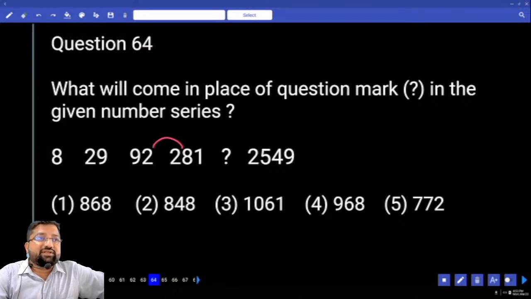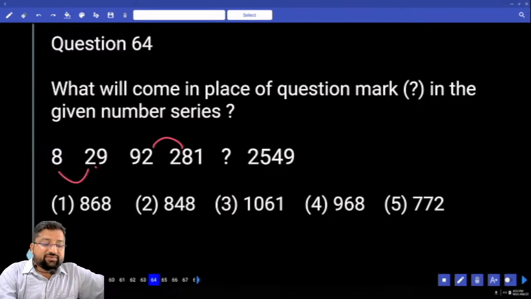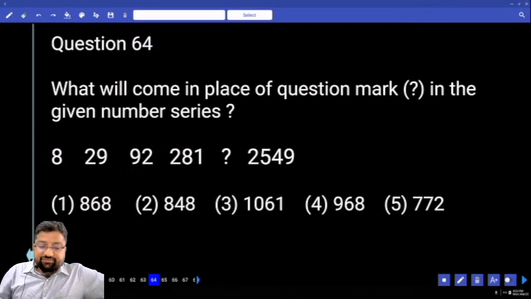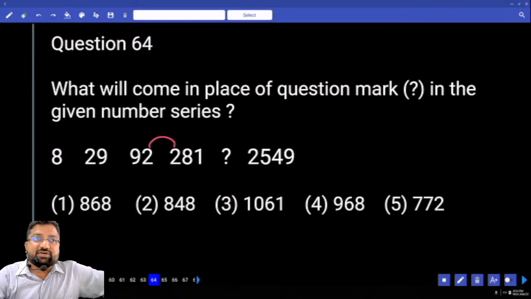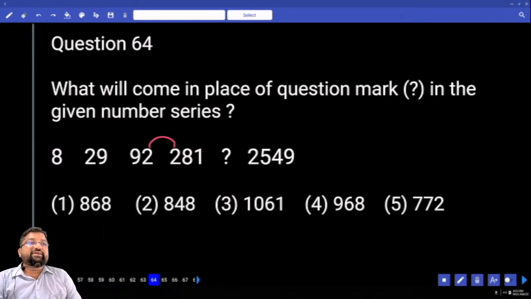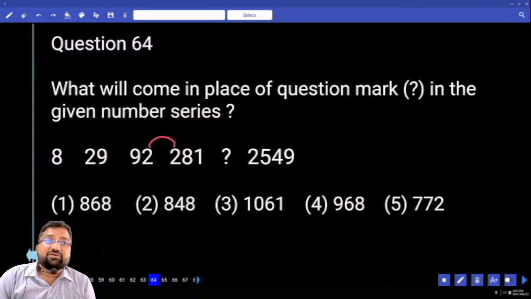This is the best. In number series, there is no rule that you have to start with the first 2 ones. You can go anywhere and you have to be comfortable here. I am very comfortable with 2 to 3 digits. Always start from this place. 92 times 3. 92 how many times? 3 times. 93 is 270.